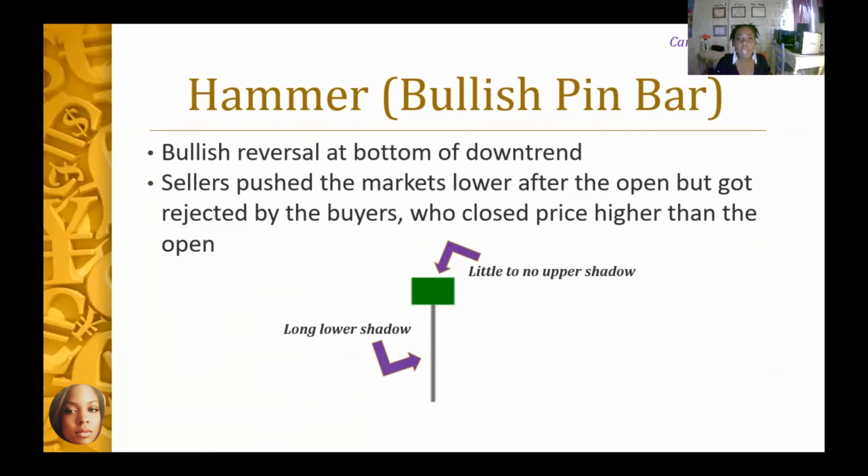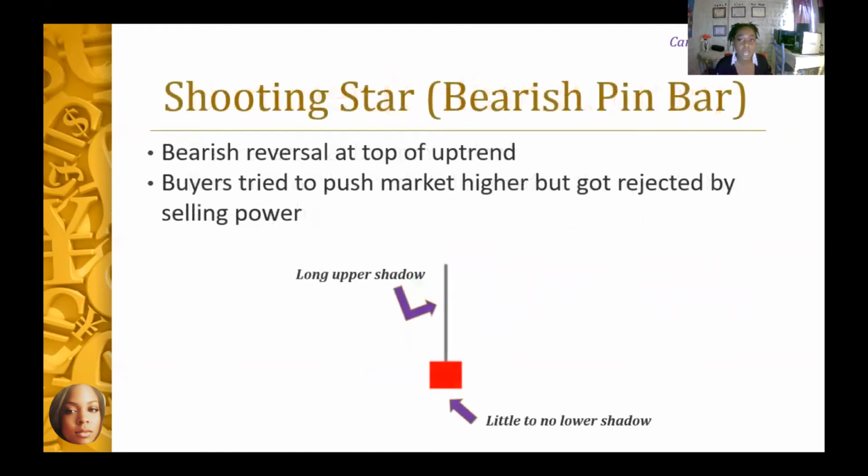The sellers push the market down. That's why we got that long wick. And then the buyer said, no, no, no, let's push this thing back up. And they actually pushed price higher than the open. This would be the open. The sellers took it down, and the buyer said, no, and pushed it above the open. So when you see this at the bottom of a downtrend, that's telling you the buyers have got some control here, and they're going to push these markets up. So pay attention.